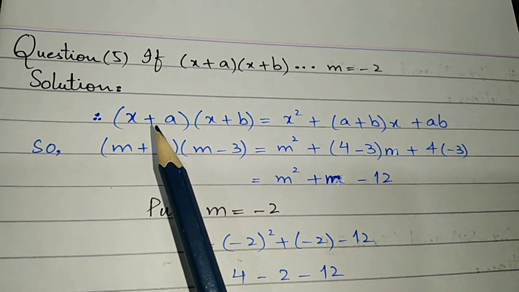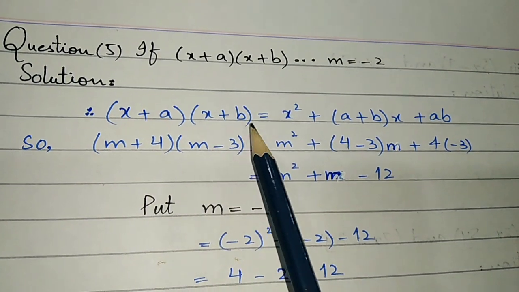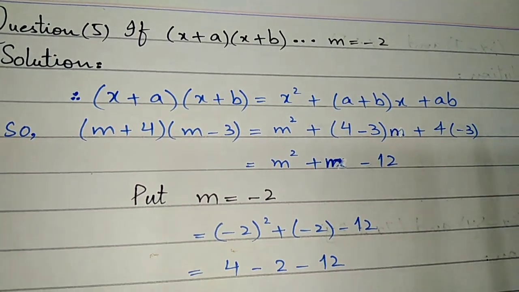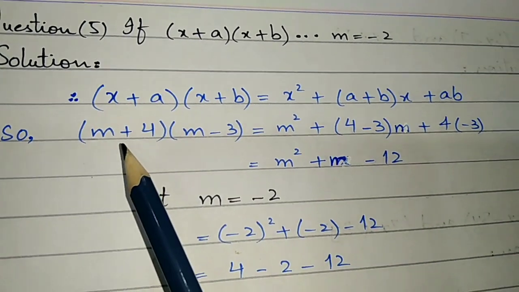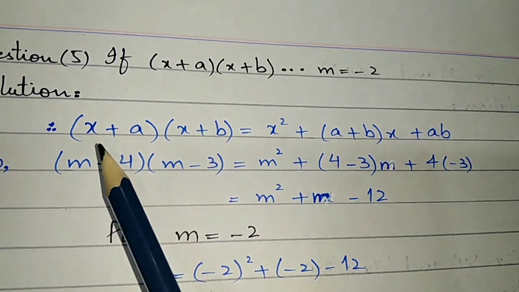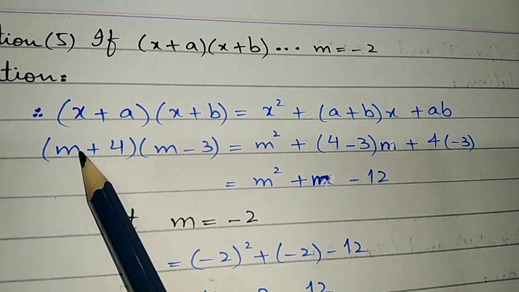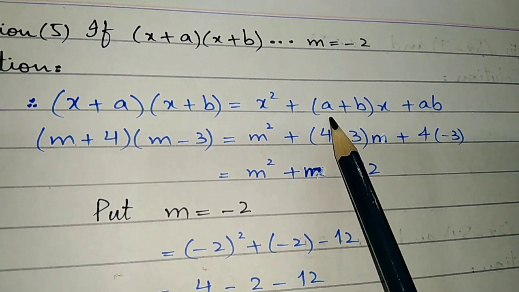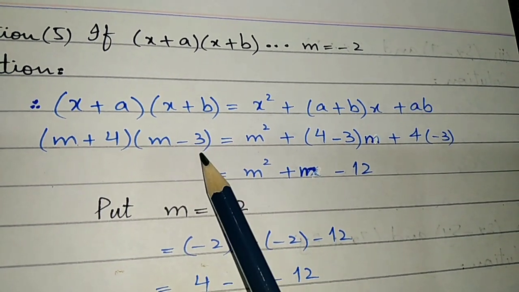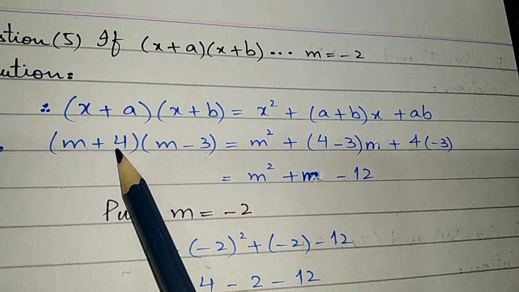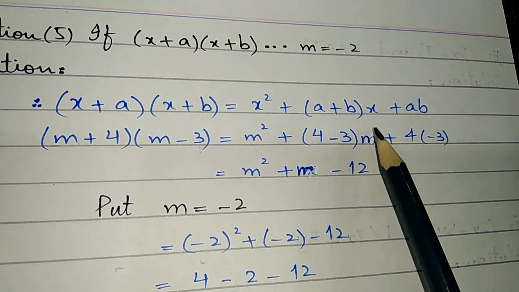So the formula is given, x plus a times x plus b equals x square plus a plus b times x plus ab. So we have to find the product of m plus 4 times m minus 3. So according to this formula, here the value of x is m, so that means x square is replaced by m square, plus a is 4 and b is minus 3. So a plus b means 4 minus 3. x is replaced by m.